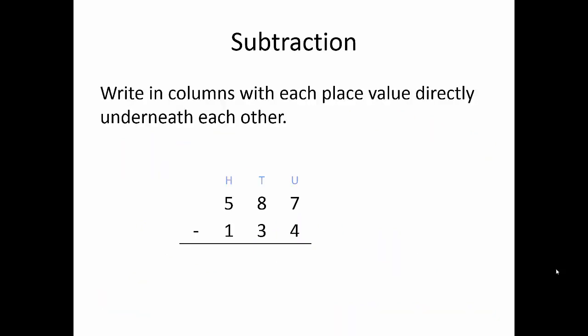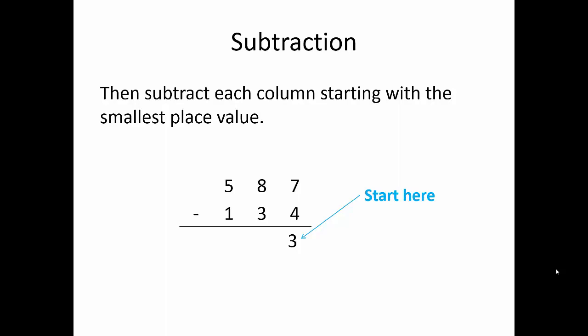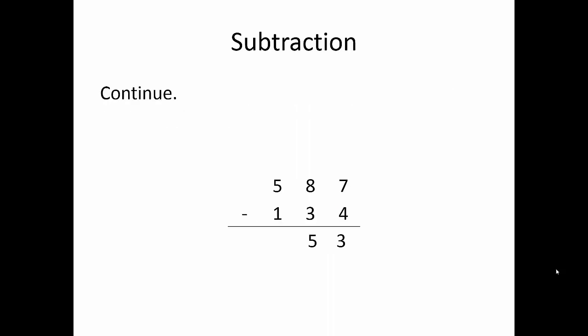As with addition, we write in columns with each place value directly underneath each other. We also start from the smallest place value. In this case, that is the units place. 7 take 4 is 3, and I write 3 under the column. I then continue with the next smallest place. 8 take 3 will give me 5. Then finally 5 take 1 is 4, giving the answer of 453.